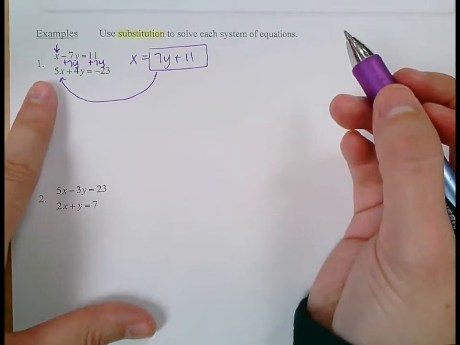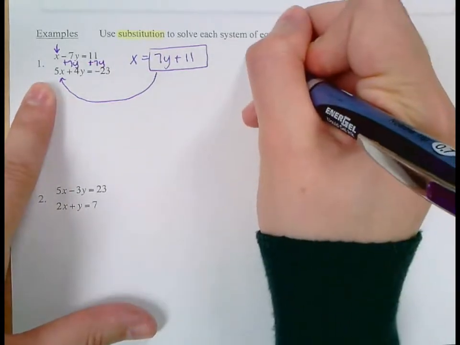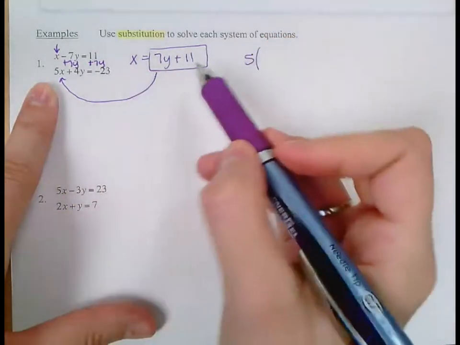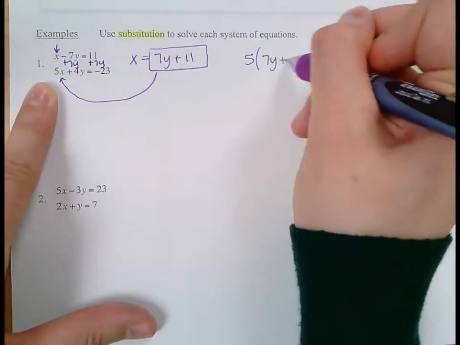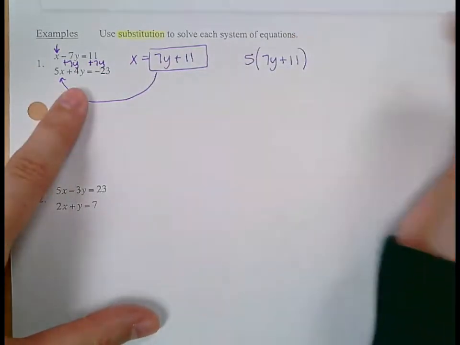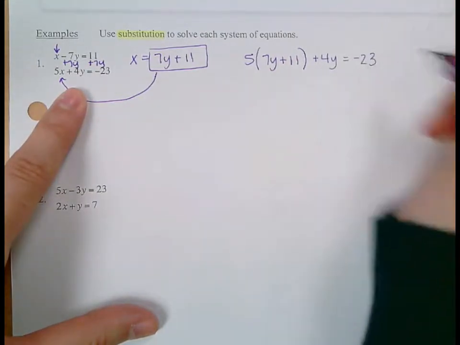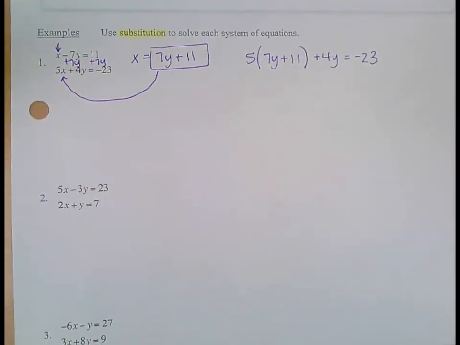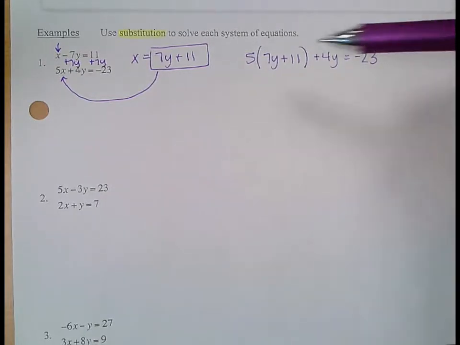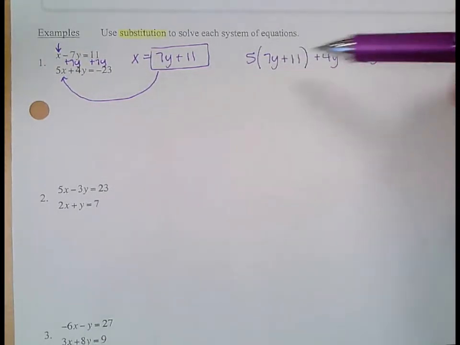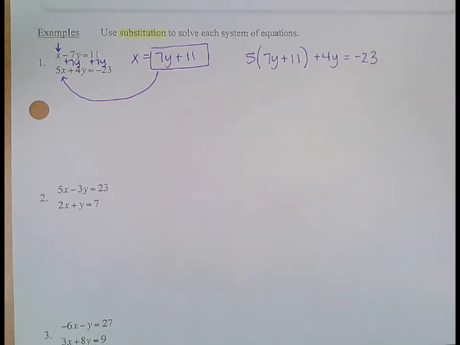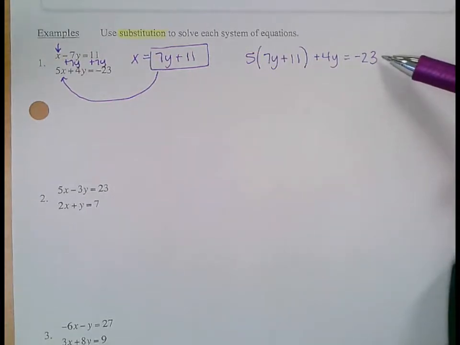So in my second equation, I'll have 5 times, in parentheses, I'm replacing x with 7y plus 11. Everything else stays the same, so then plus 4y equals negative 23. And now notice in this equation, I have two separate terms that have y, but I only have one variable. So now I can solve this equation for y. I don't have both an x and a y. What would I need to do first in this equation to solve for y?